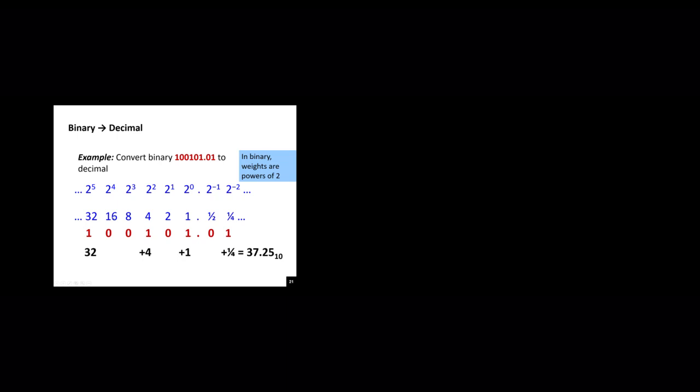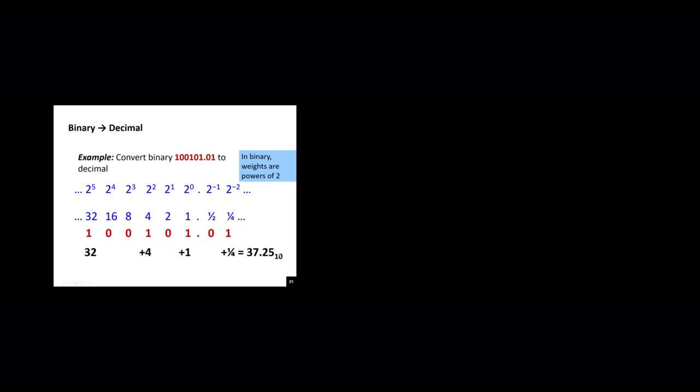Obviously, 0 lots of 16 is 0, of course. 0 lots of 8 is, of course, 0. So we don't need to worry about those columns that have a 0 in them. We only need to worry about those columns that have a 1 in them. So we have 1 lot of 32, plus 1 lot of 4, plus 1 lot of 1, plus 1 lot of a quarter. And there is our number in decimal.